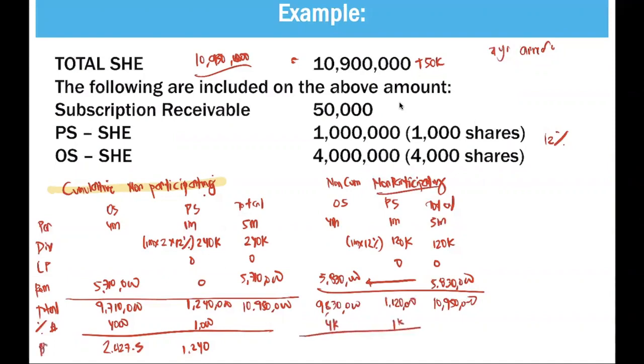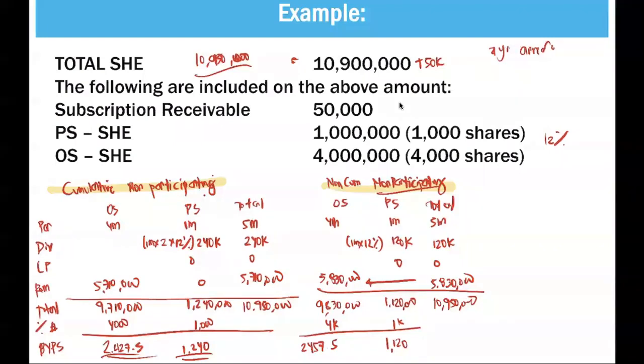What is the book value per share? Okay, so let's compute the book value per share. 9,830,000 divided by 4,000, we have 2,457.5, and then we have 1,120 for PS. Okay, so that is if it is non-cumulative and non-participating.